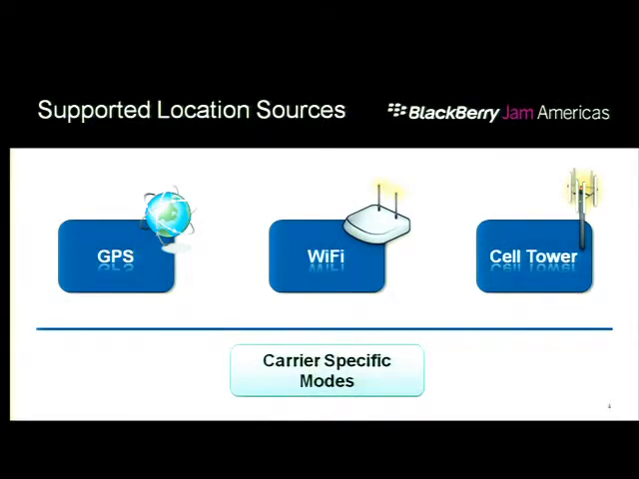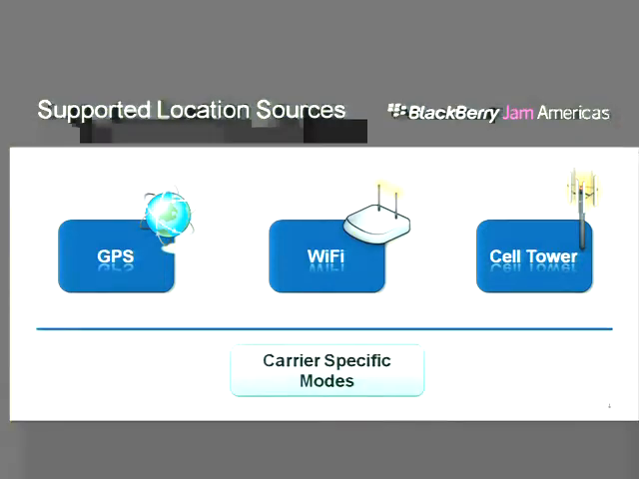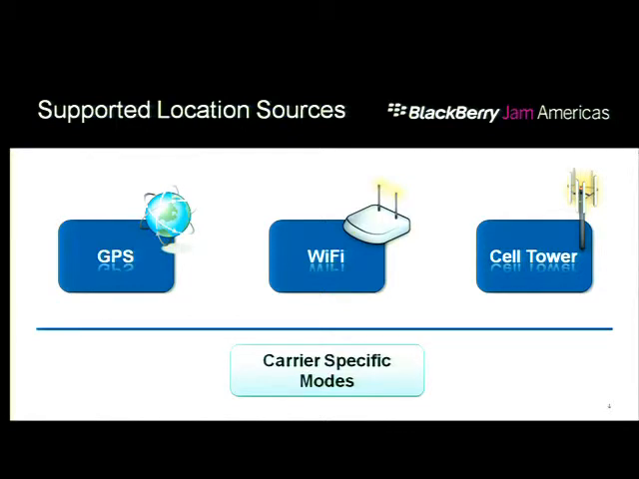At a very high level, there are three kinds of location fixes. One is GPS-based, which uses satellites. There's one based on the Wi-Fi access points that are visible to the device. And there's, of course, a cell tower-based computation that uses the cell towers visible to the device and does some triangulation if that's possible. And on top of these, there are some carrier-specific modes that will only work if your carrier supports it and if you have the right to use them.